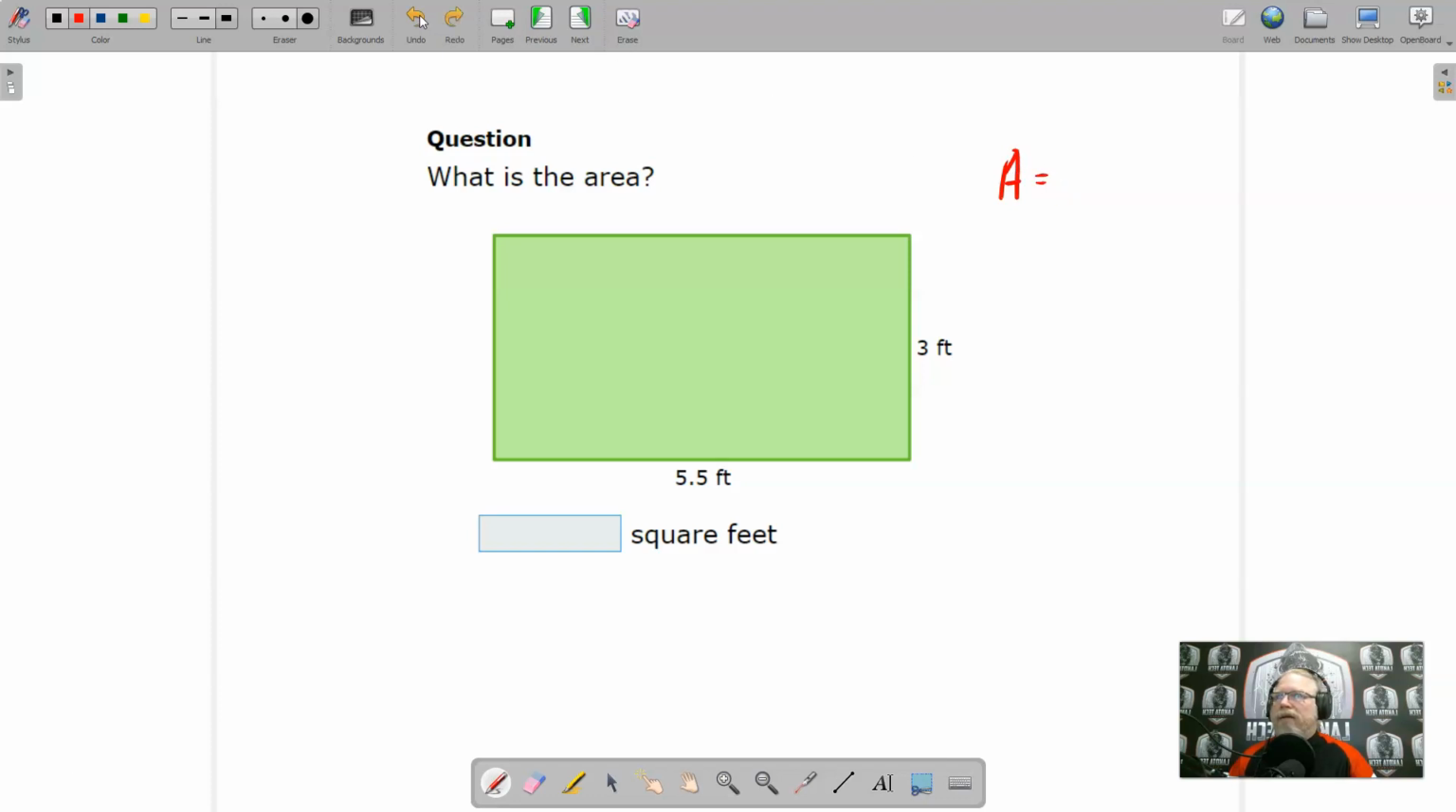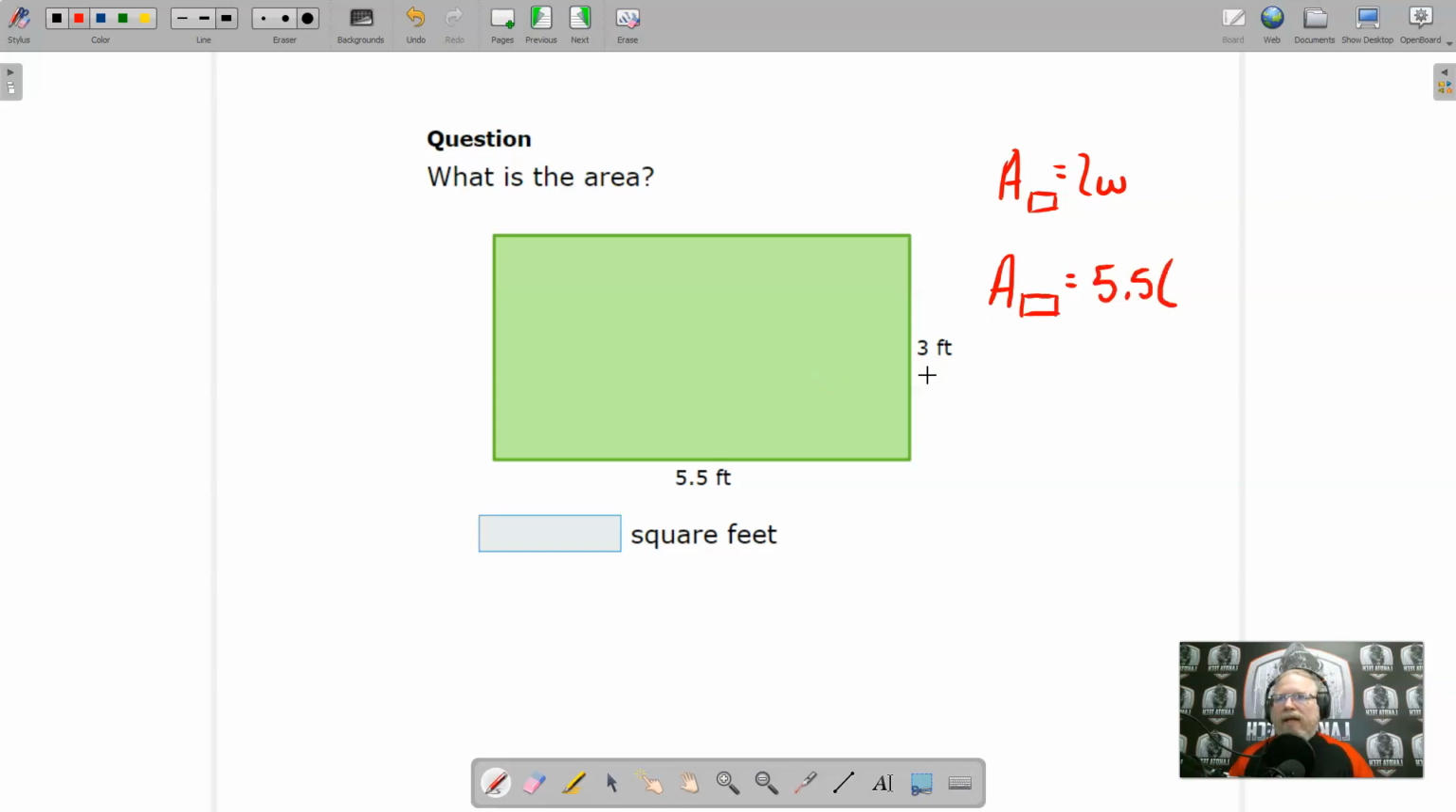Area of a rectangle is length times width, where the length is the long side and usually the width is the short side. Now, if you want to switch it around and make the short side the length and the long side the width, that'll still work because we're multiplying them together, so it comes out to be the same thing. So the area of this rectangle is equal to the length, which is 5.5.